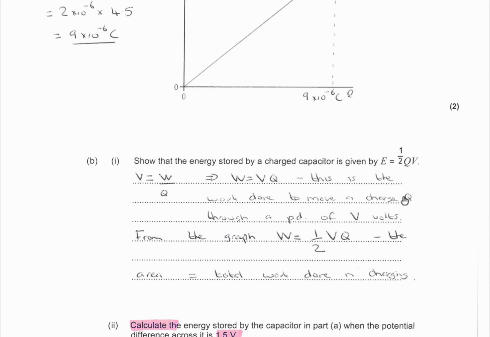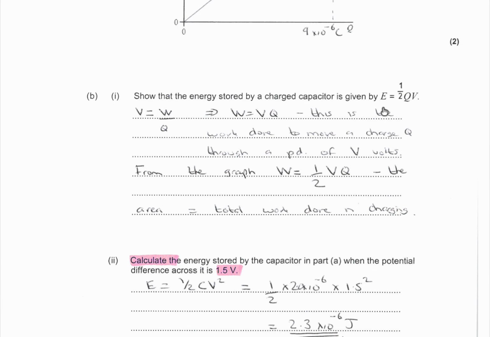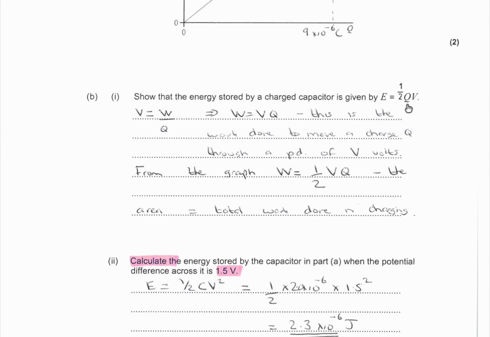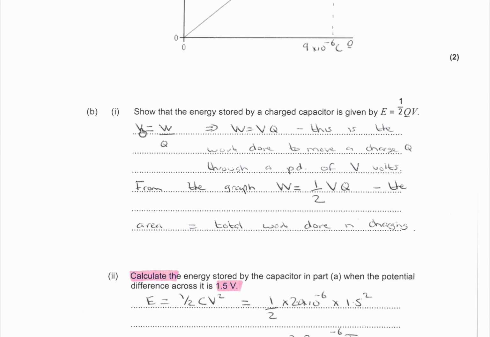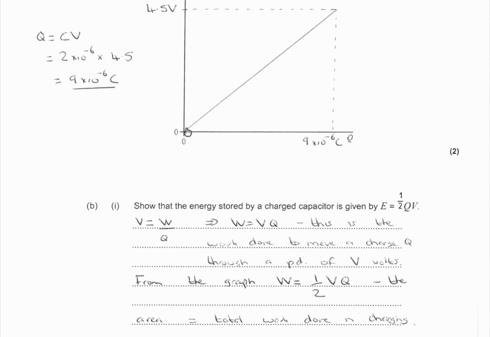We're then asked to show that the energy stored by a charged capacitor is given by this equation over here, which is in your data booklet. We simply have to show it. So basically what we start off with is our equation for potential difference. Potential difference is defined as the work done per coulomb. If we rearrange this, we get work done is charge multiplied by potential difference. So that's what this says. Now, from the graph, the work done is simply given by the area underneath here, like that. So if the potential difference was a constant, this is the equation that we would simply have for our capacitor.